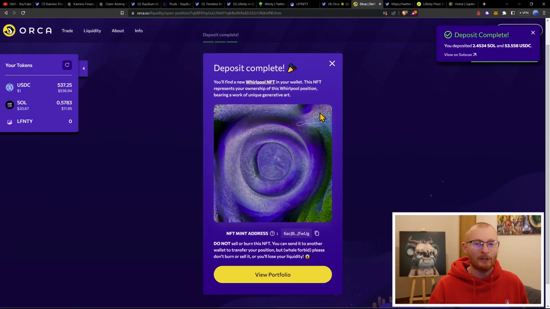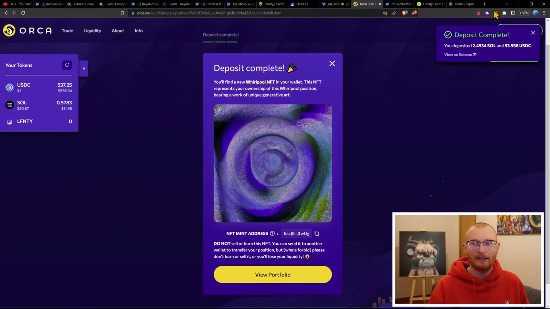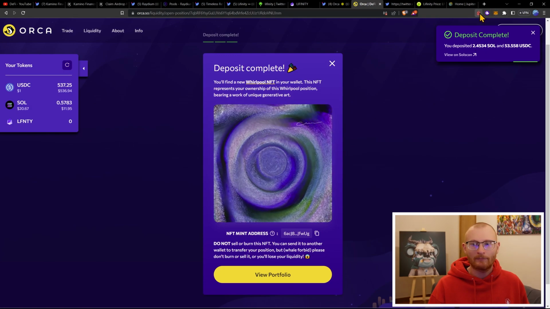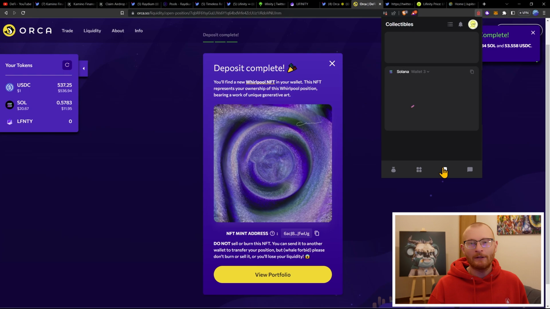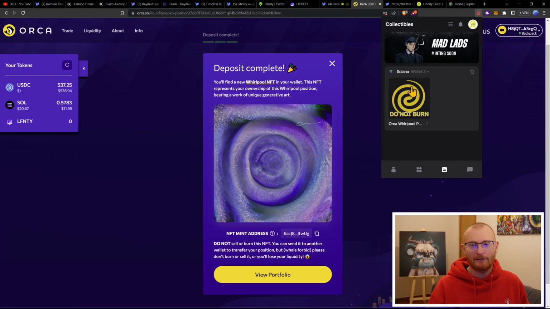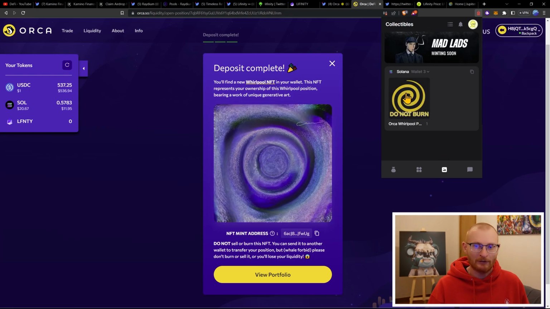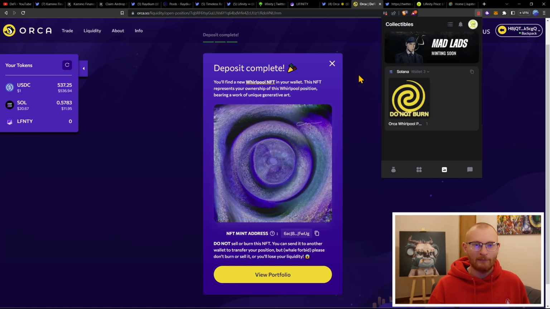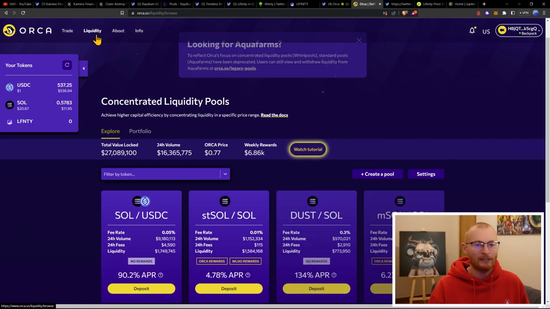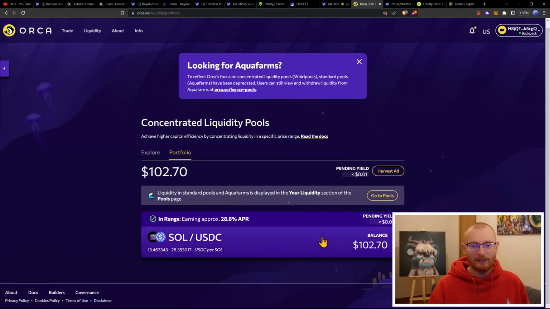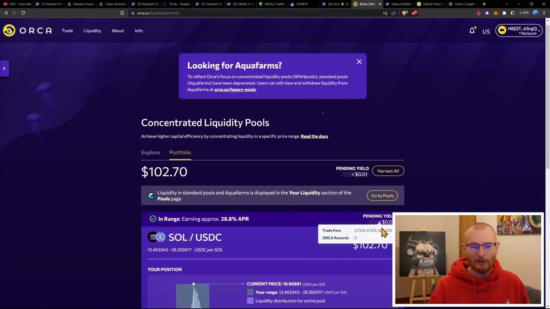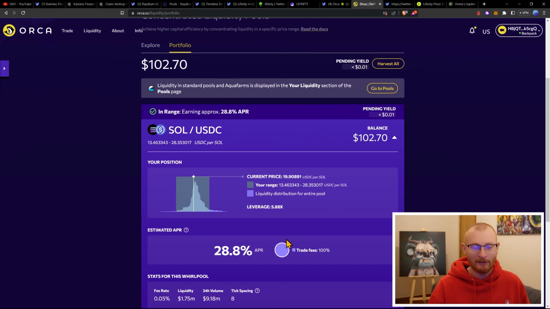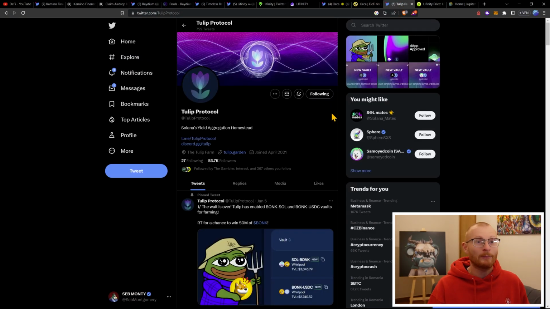Now what happens here is we're given a Whirlpool NFT. If we look into our wallet, do not burn this. If you're going to give it away to someone else, then they get your liquidity position. So it's a pretty cool idea, but that's what that is. And then if we go to liquidity in our portfolio, we can see this here. We can see we're in range, we have no yield at the moment, and this is our estimated APR. Next one we're going to go to is Tulip Protocol.